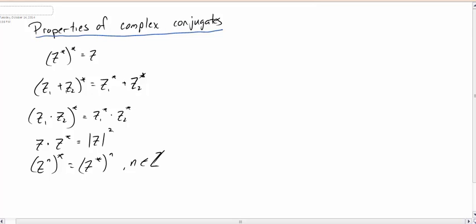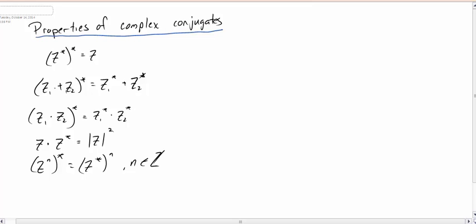Let's continue our party with complex numbers. We're going to look at some properties of complex conjugates right now. So if we have the conjugate of a complex number z, and we take the conjugate of that, we get the original complex number.